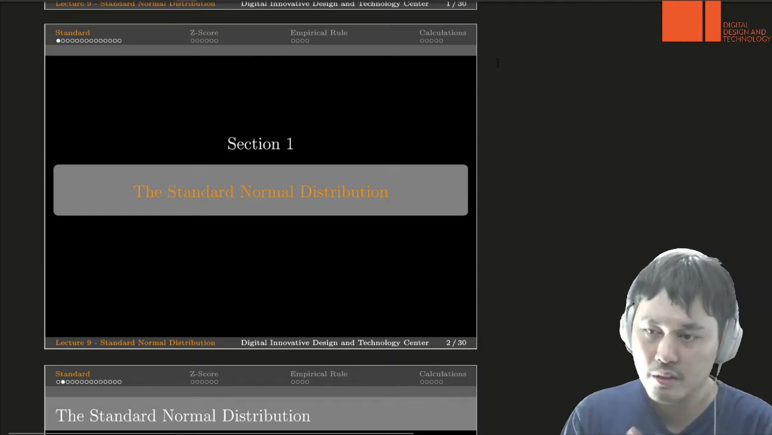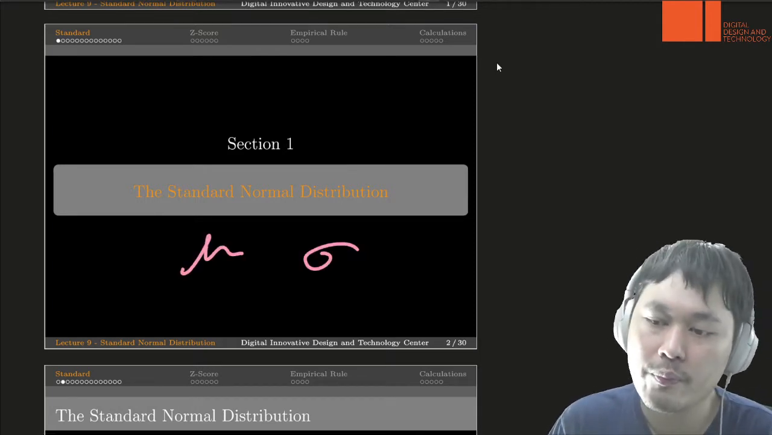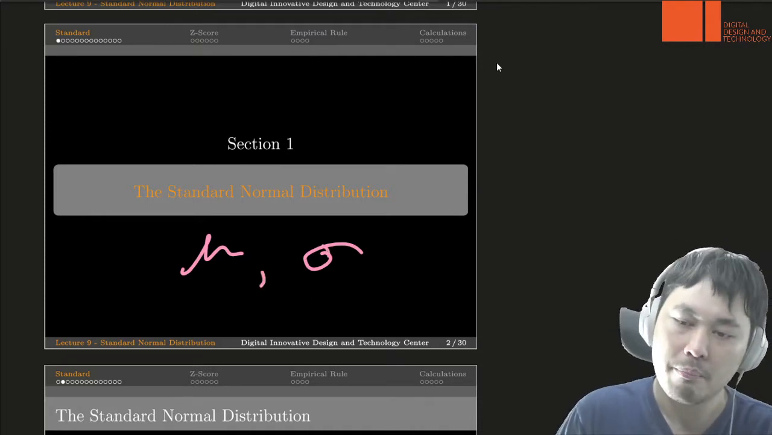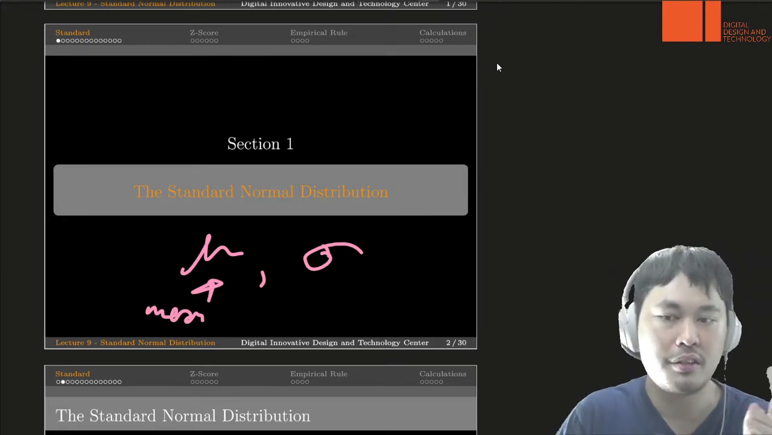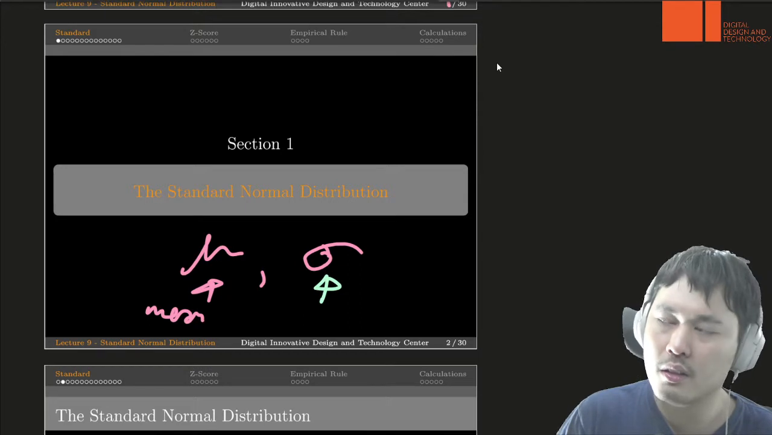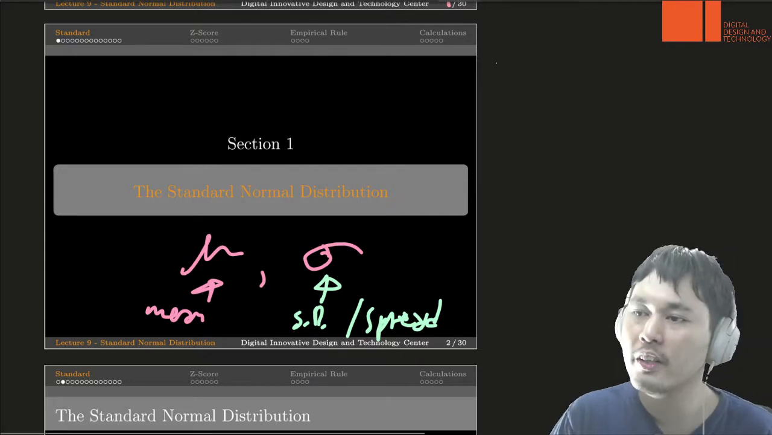So first of all, the normal distribution, if you remember, has two main variables, the mu and the sigma. Mu is the mean or the average, or in this case the center of the graph, and sigma is the standard deviation or the spread of the curve.